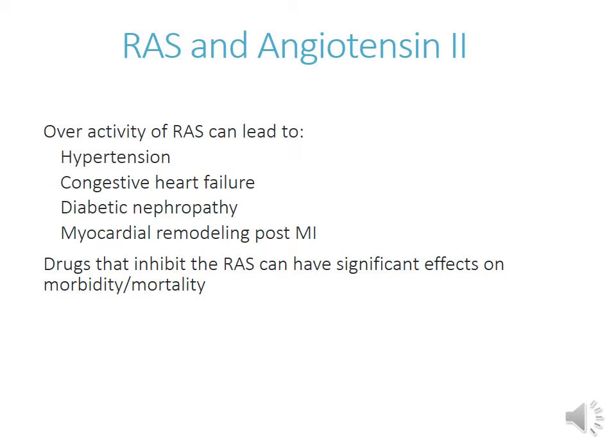So again, overactivity of the renin-angiotensin system can lead to hypertension, CHF, diabetic nephropathy, so especially with some of those little microvascular complications, and then also myocardial remodeling post-MI. So lots of bad things are responsible because of angiotensin 2. And so anything that can reduce the activity of that renin-angiotensin system can have positive effects on morbidity and mortality. So these are going to be important drugs to make sure your patients are on if they fit certain criteria. So even if they don't have things like hypertension, potentially you can use these drugs to help prevent other complications of things like diabetes, etc.